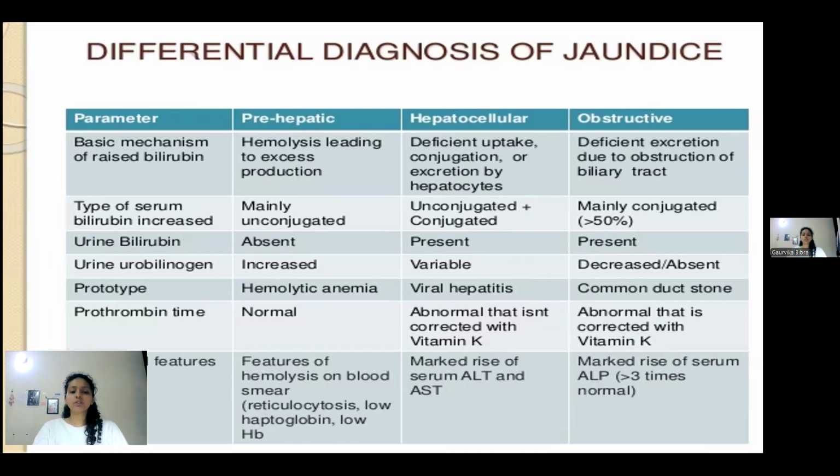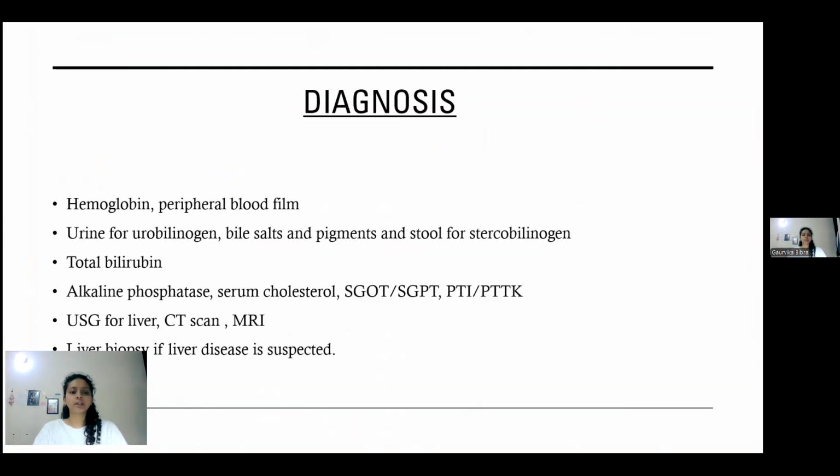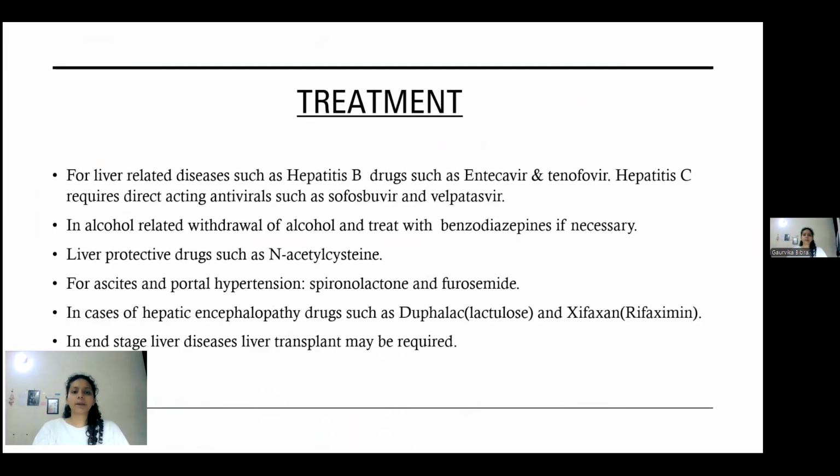Additional features: features of hemolysis on blood smear are seen in prehepatic, whereas a marked rise of serum ALT and AST is seen in hepatocellular, and a marked rise of serum ALP, 3 times more than normal, in obstructive. Diagnosis: hemoglobin, peripheral blood film, urine for urobilinogen, bile salts and pigments, and stool for stercobilinogen, total bilirubin, alkaline phosphatase, serum cholesterol, SGOT, PT, PTI, and PTTK, ultrasound for liver, CT scan, MRI, liver biopsy.